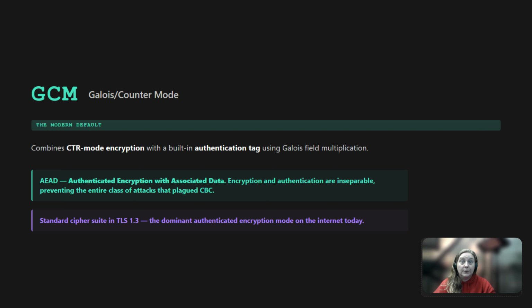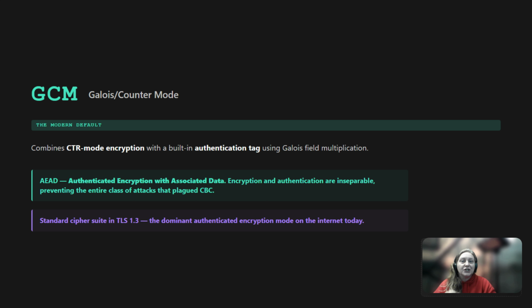GCM, Galois counter mode, which is the modern default. GCM combines CTR mode encryption with a built-in authentication tag using Galois field multiplication. It's what cryptographers call an AEAD construction, authenticated encryption with associated data. AEAD means encryption and authentication are inseparable, which prevents the entire class of attacks that plagued CBC. AES-GCM is the standard cipher suite in TLS 1.3 and the dominant authenticated encryption mode on the internet today. It's the answer.